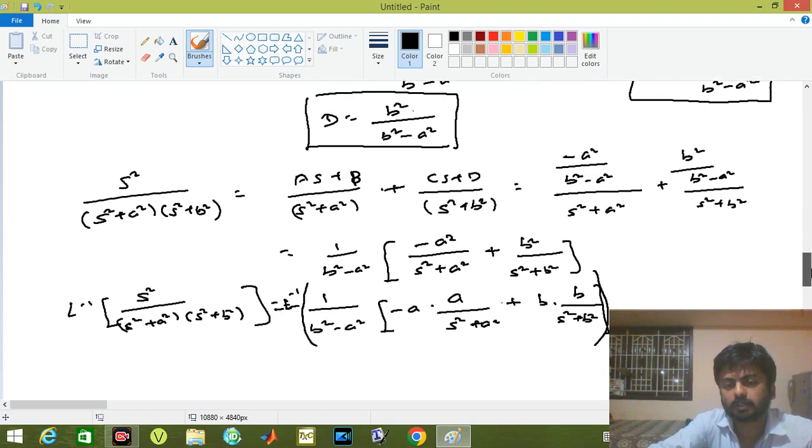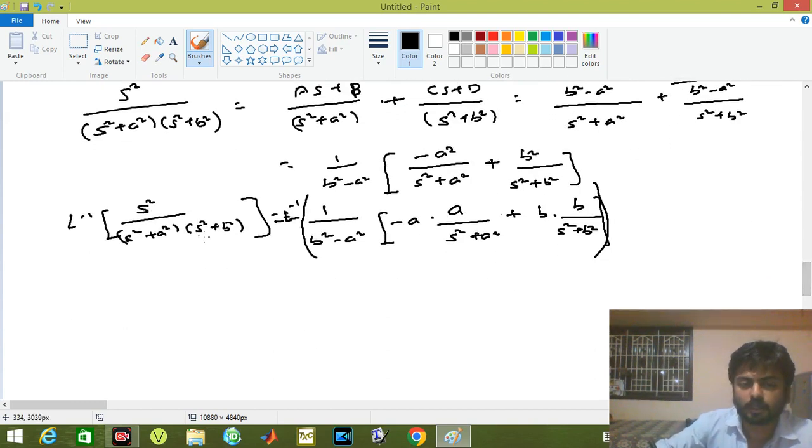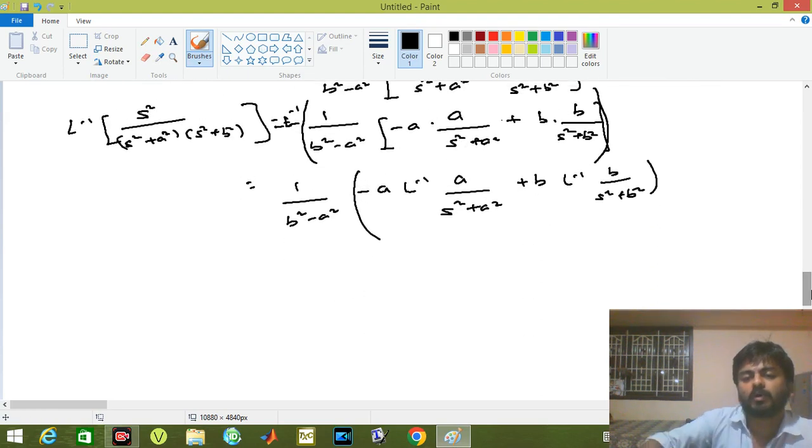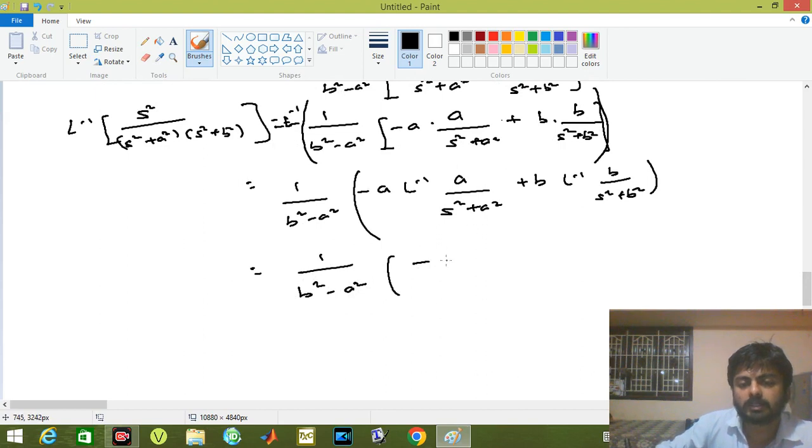Okay, so this is one method. I can also teach you the simplest way to solve this problem. That is equal to L inverse of 1 by b square minus a square, see this by linear property. By linear property you can take 1 by b square minus a square of minus a L inverse of a by a square plus a square plus b into L inverse of b by a square plus b square. From this you can have 1 by b square minus a square of minus a sin at then plus b sin bt.